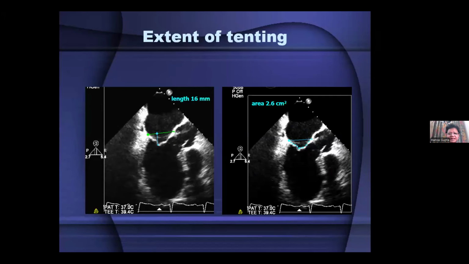Now, this is the tenting area. All right, so as I showed you before, I'll show you here. This is how you calculate the tenting area. And this is 2.6 here. So generally, it is less than 2.5 centimeters square. So if the tenting area is increased, then also this is abnormal.